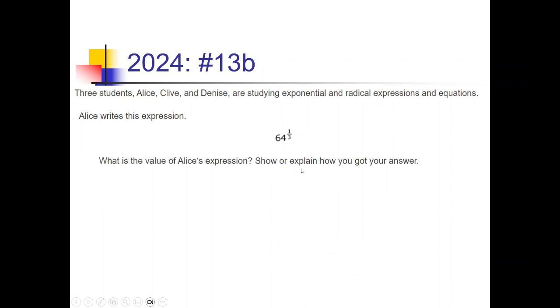For part B, we want the actual value of Alice's expression of 64 to the 1/3, or the cube root of 64. So the cube root of 64 is the number I have to cube to get 64, the number I have to raise to the third. So if I raise 4 to the third power, 4 times 4 times 4, that's going to give me 64. Therefore, the cube root of 64 is going to be 4.